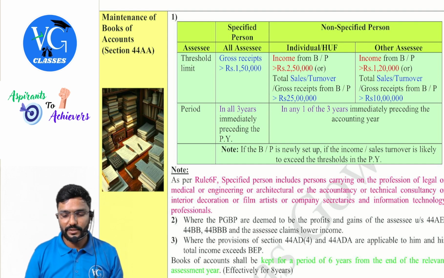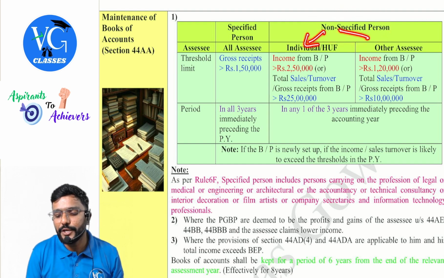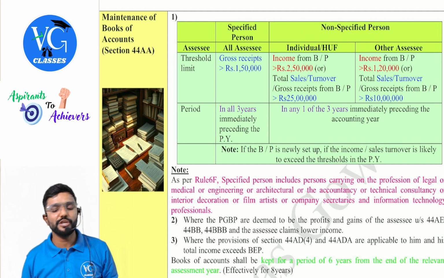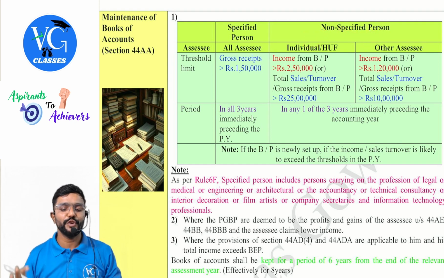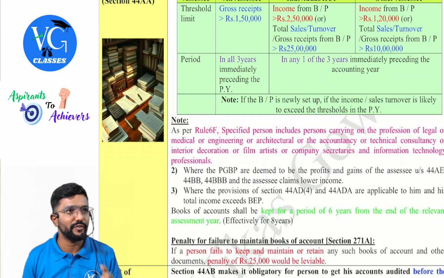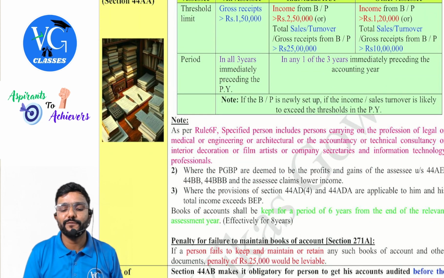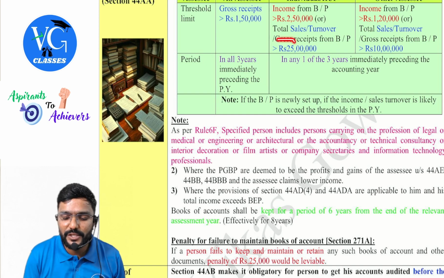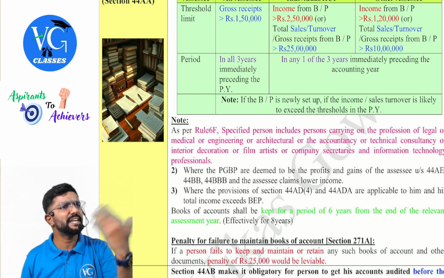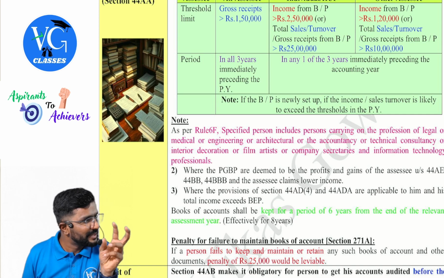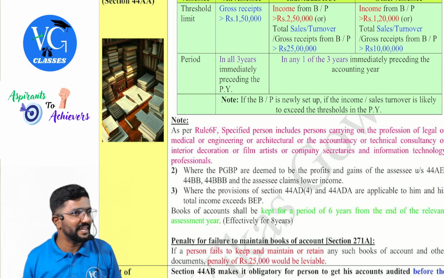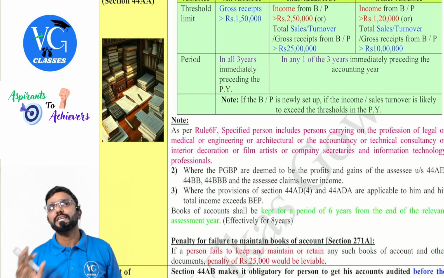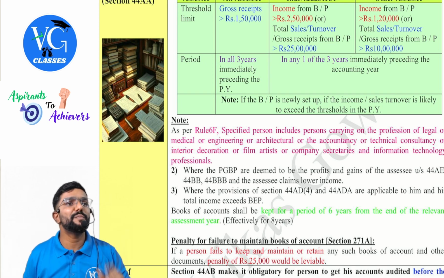Okay, sir. Next, what if he is a non-specified person, that is other than specified? We will divide it into two categories, guys: individual or HUF, and other assessee. So if a non-specified person is an individual or HUF, when should they maintain books of accounts? If their income from the business or profession is more than 2,50,000, or turnover or sales from the business or profession is more than 25 lakh, 10 times more. Or you can keep it as a profit margin of 10%. 25 lakh sales, so profit how much? 2,50,000. If any one is crossed, they have to maintain books of accounts.